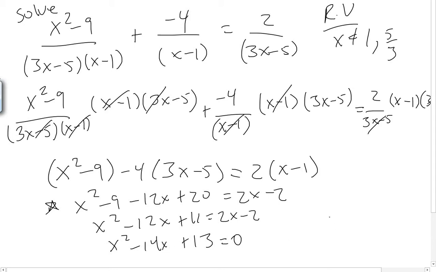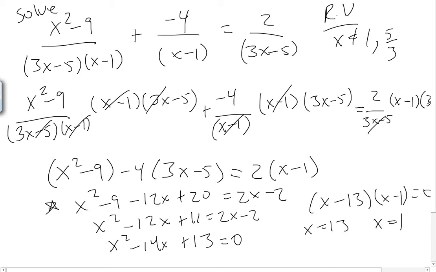X squared minus 14x plus 13 does factor. It factors to be x minus 13, x minus 1, so that I get two answers. X minus 13 equals 0 when x equals 13. X minus 1 equals 0 when x equals 1. That's a lot of work. I'm surprised I squeezed it all in here. I'm sorry for the mess. I had to squeeze it all on one page.